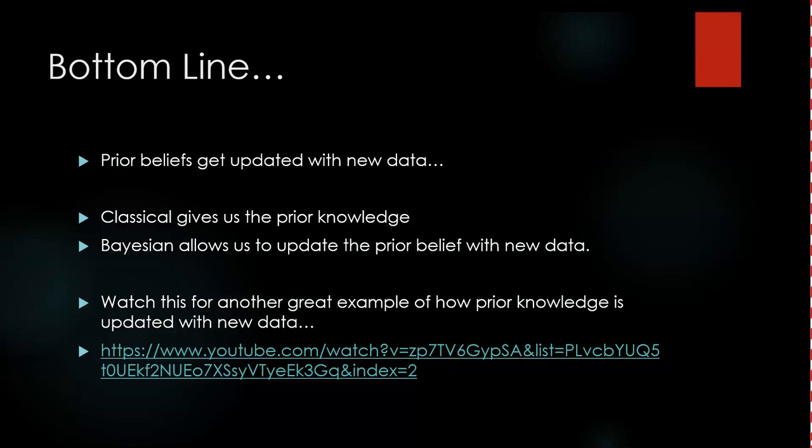And that's if we have new data. Classical gives us the prior knowledge, and Bayesian, if we have new data, allows us to use that new data to update the prior belief. I've attached below, and I'll put the slides for this presentation into the module so you'll be able to get to this link, a video that I think does a really good job of showing you how you acquire prior beliefs with data, and then how you can utilize additional data that is relevant to the problem to come up with a much better, much more well-informed result.